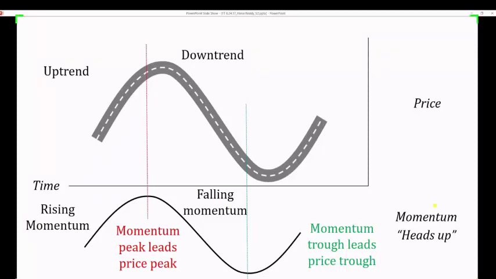Okay, thank you. All right, so momentum gives you a heads up, whereas there's quite a few lagging indicators out there that are useful to determine things but don't get you in ahead of the next step.